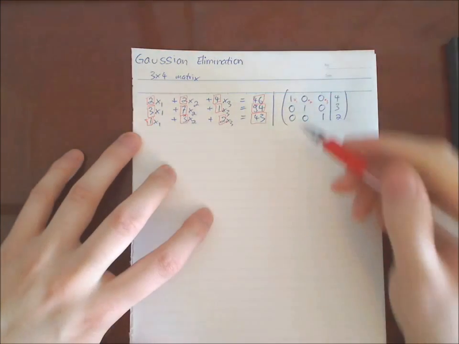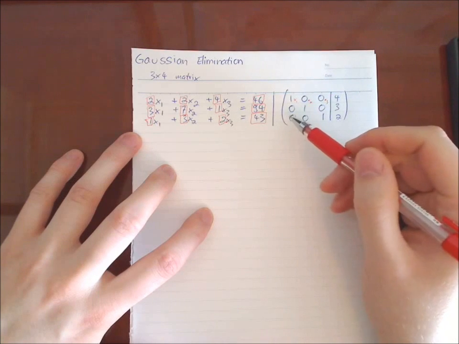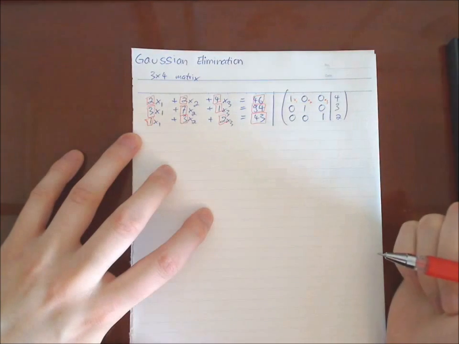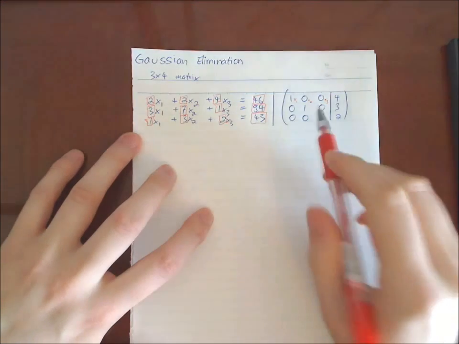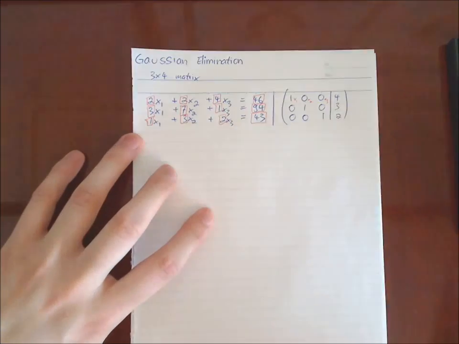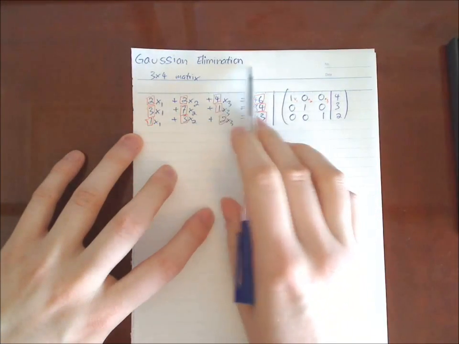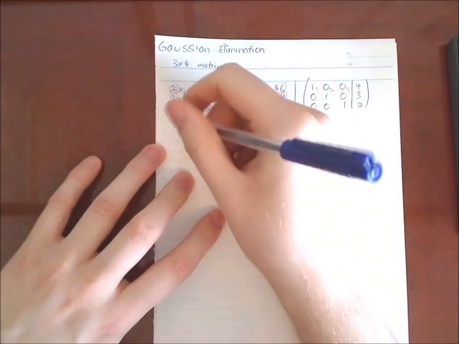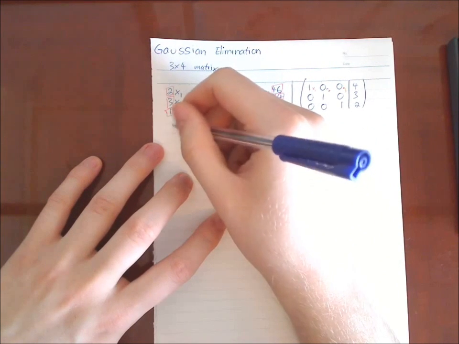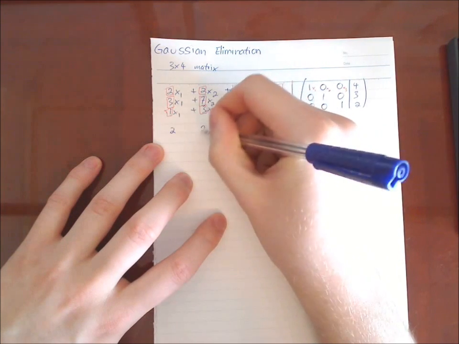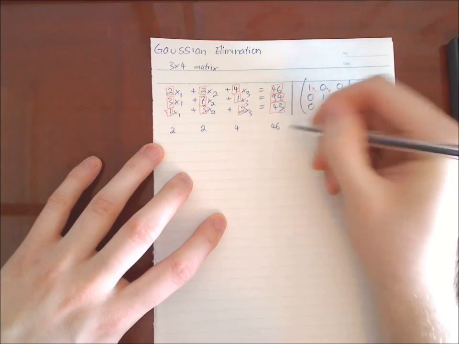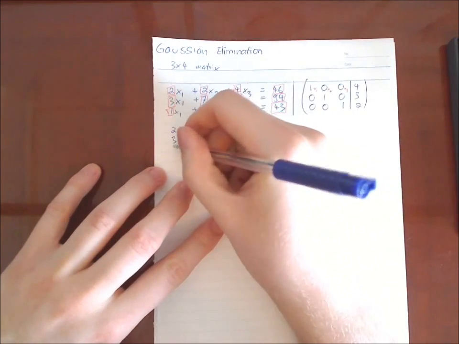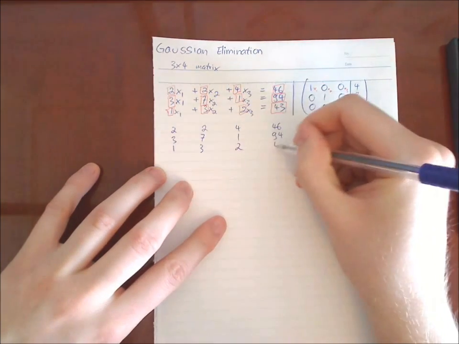We want to have a matrix where we have isolated the variables, and then when the variables are isolated, we can easily tell the solution. And the way we get to this solution is to apply this elimination procedure. So we just start, and the first step is to write it down as a matrix, so it gets a little bit better to look at. So 2, 2, 4, 46, 3, 7, 1, 94, 1, 3, 2, 43.